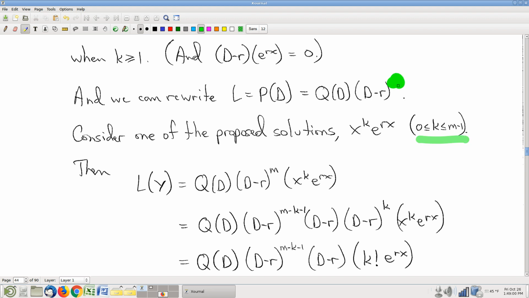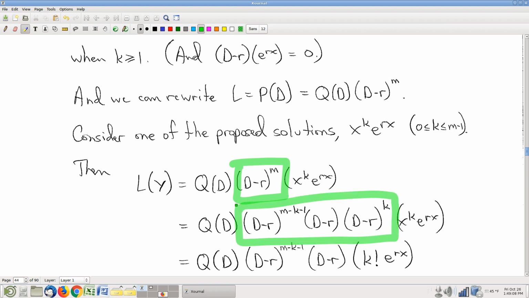So these m factors here, the m factors of d minus r, I'm going to break those up as follows. Now, k being less than m, I can certainly pull out k of those m factors. Because it was less than m and not equal to m, that means there will be at least one other factor here left over. However many there might be left over, it's m minus k minus 1. Okay, so that's just separating some factors.